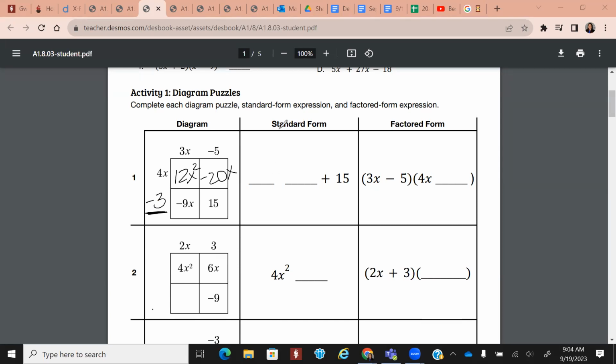Okay, now we want this in standard form. So standard form is going to take all the stuff inside the boxes. And we're going to combine our like terms. So right here, we've got this negative 20 and negative 9. That's going to give us negative 29x. And then we're going to bring down that 12x squared. So good. The factored form is just what you have on the side.